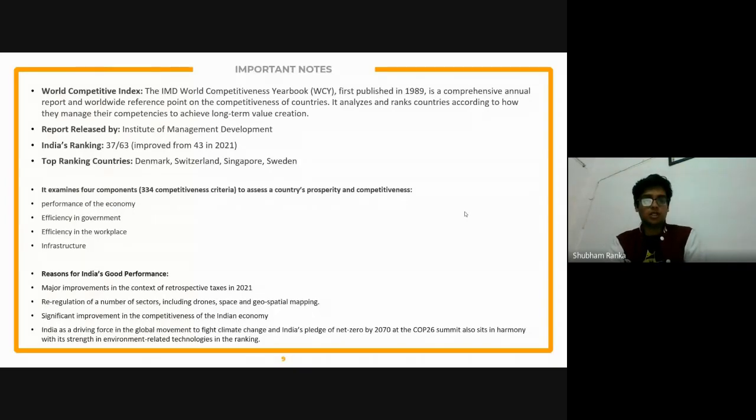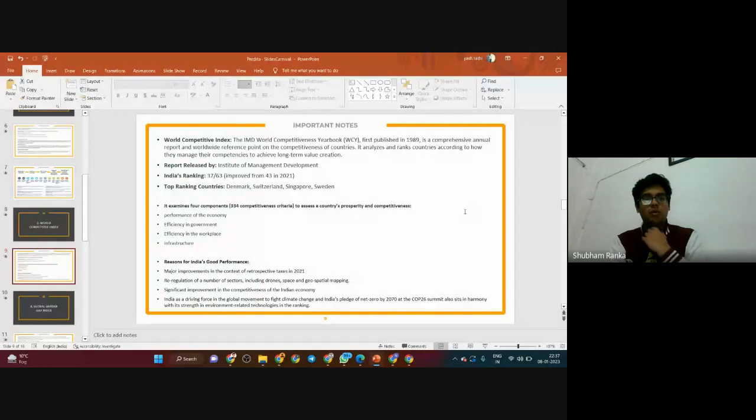So the only important things for you to understand are: what WCI is. Secondly, what is India's ranking here? Third, which are the top ranking countries? Again, Scandinavian and Nordic countries will be very easily visible. And fourthly, what are the four important metrics? Economy, government, workplace, and infrastructure. Those are the four economic metrics. That is all that we have for the World Competitive Index.